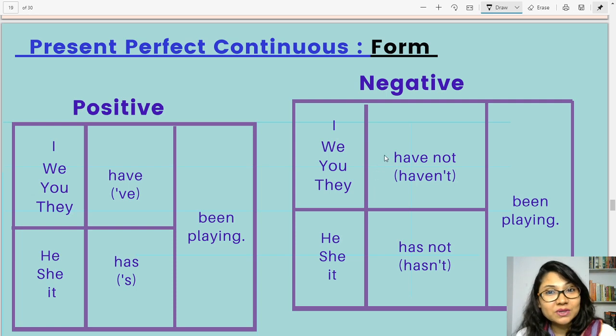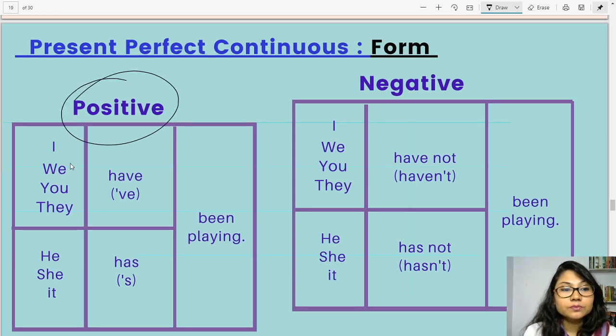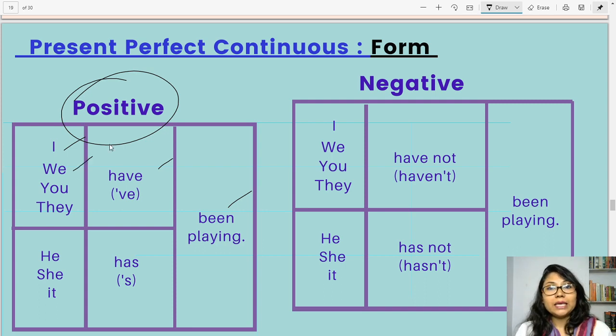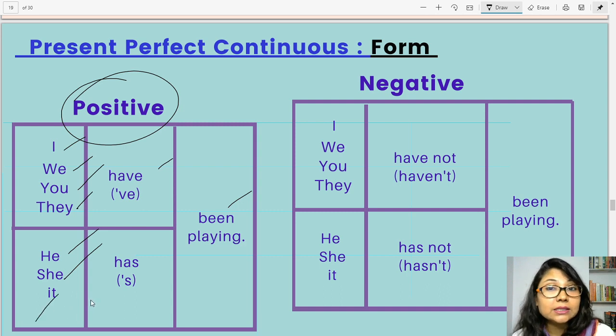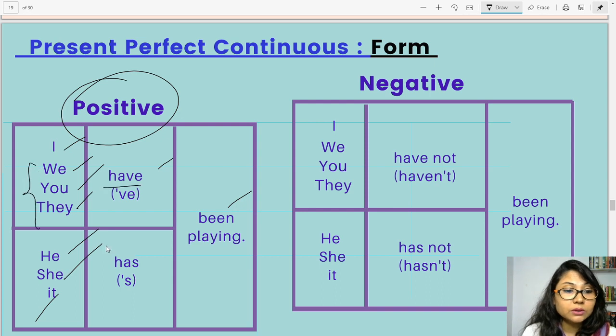Present perfect continuous form. The positive form. I have been playing, I've been playing, we have been playing, we've been playing, you have been playing, you've been playing, they have been playing, they've been playing. He has been playing, he's been playing, she has been playing, she's been playing, or it has been playing, it's been playing. Always remember, have with plural, has with singular, and I always means have.